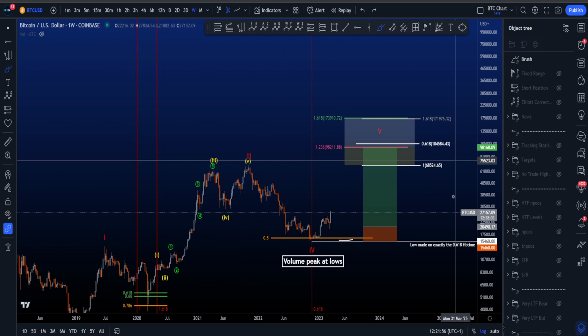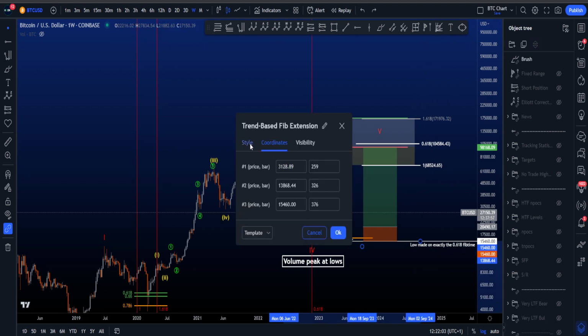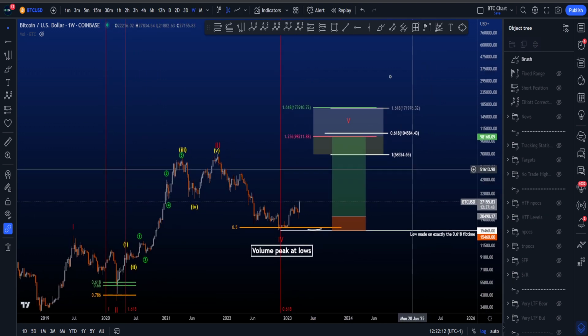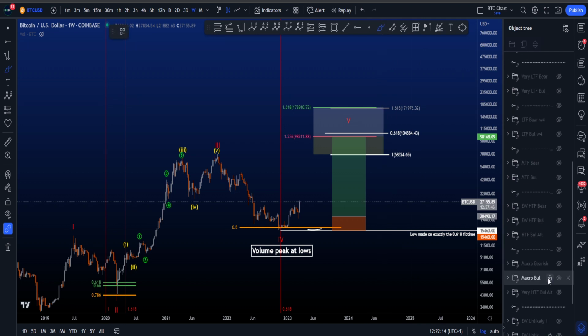And everything you see, by the way, is on log scale. So the chart is on log scale as well as all the fibs. And if you don't know how that works and you want to copy these targets for your chart, make sure to check this box over here for every fib levels based on log scale. So this is the bullish scenario on the macro time frame.